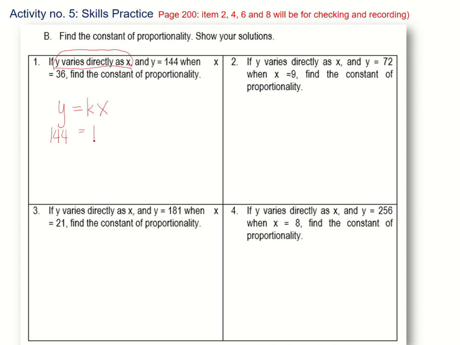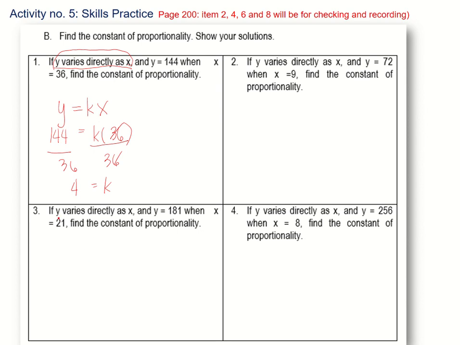So we have k. Then we have here 36. Then we have here divide both sides by 36. Our k now is equal to 4. That's it. Next, item number 3.